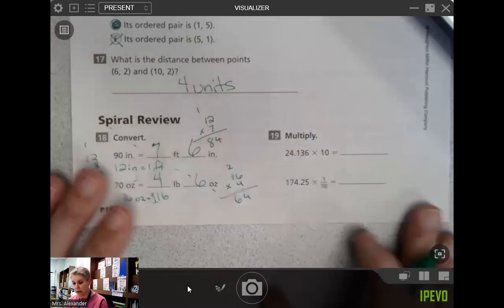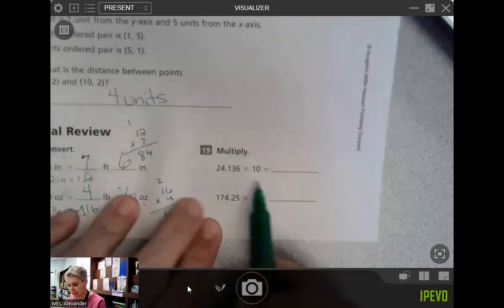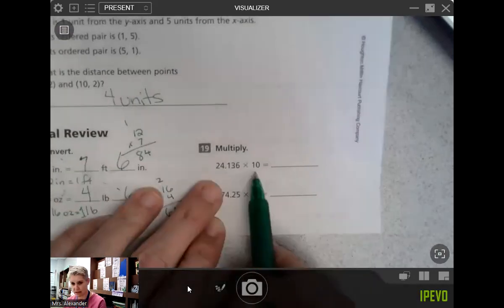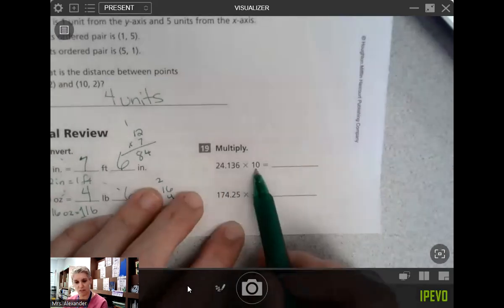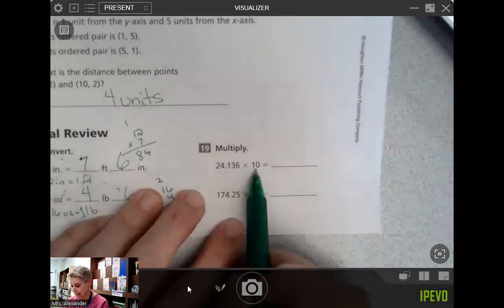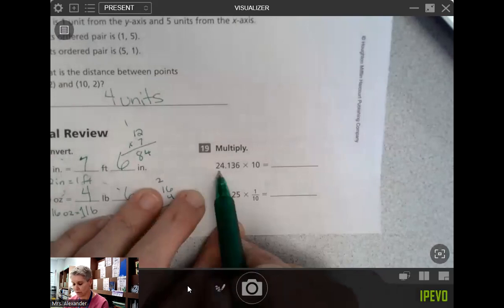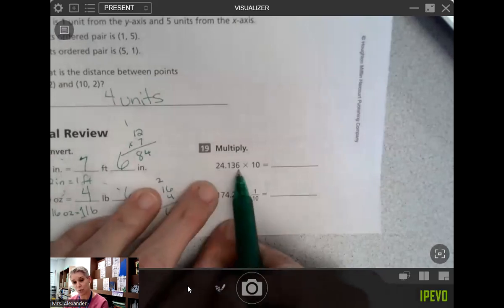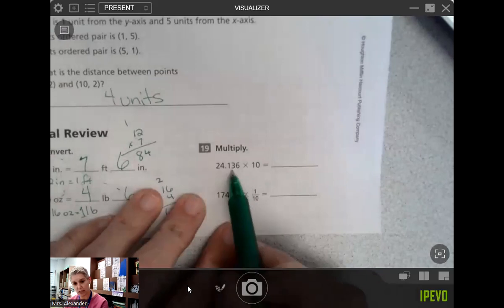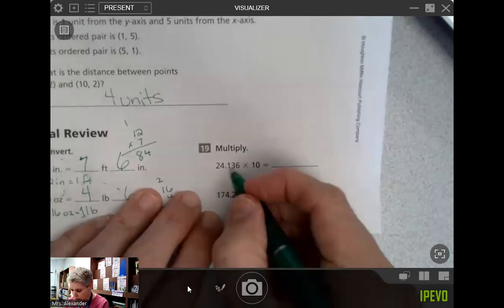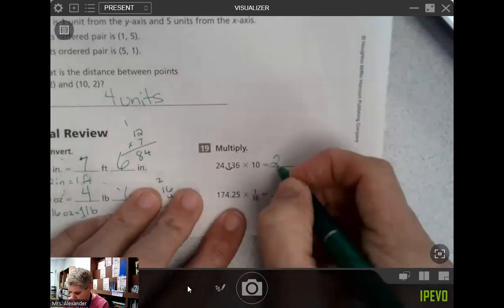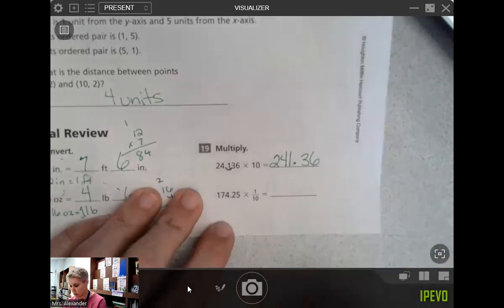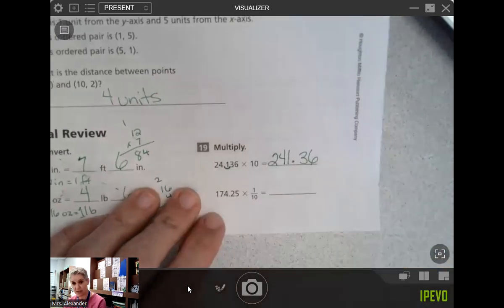All right. We also have not done multiplying with decimals, but if you look at this, we've done this. I should say multiplying the fractions. How will my decimal move if I'm multiplying by 10? This is 10 times 24 and 136 thousandths. 10 times. Will my number increase or decrease? It will increase, which means my decimal is going to move to the right. So our new answer will be 241 and 36 hundredths.